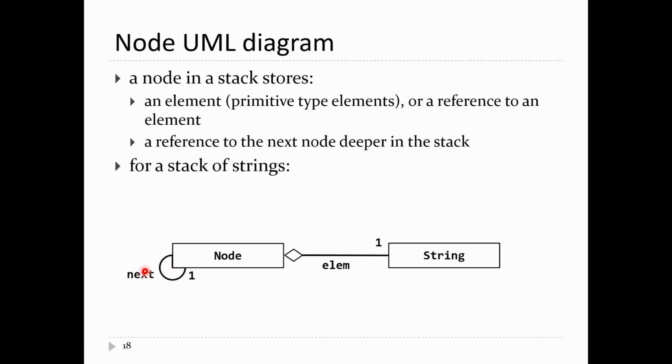We also have this other, the link. So the link we're calling next. So a node points to the next node in the sequence. So every node has a link called next that refers to another node. Now, a node is not made up of another node. So in other words, a node doesn't try to own another node. So this here is association and not aggregation. So a node has a next node, and a node is made up of a string.